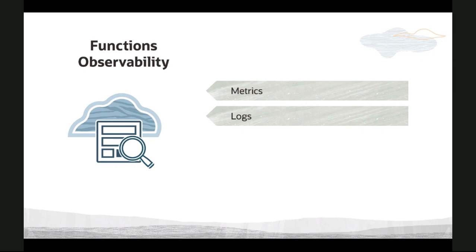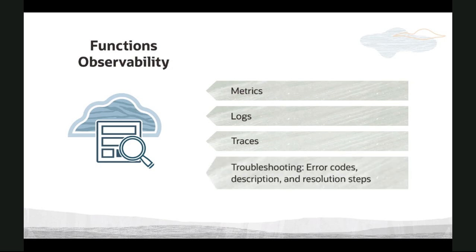To generate logs, you need to have print statements or log statements inside your function code. You can also send logs to a third-party service using syslog endpoints within the function service. Function service can also generate and send traces to the application performance monitoring service in OCI. And we have a troubleshooting guide in our service docs that has the list of error codes with the description and the resolution steps to help you troubleshoot functions.